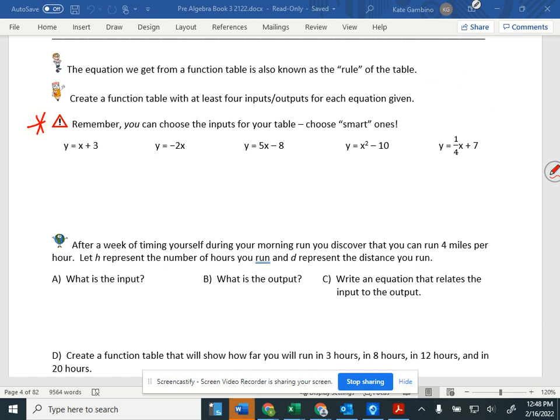So let's see what this looks like. If here's our equation, y equals x plus 3. What might a function table look like? Andrea?